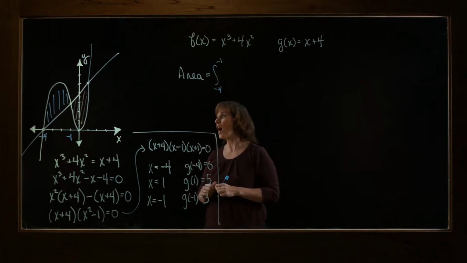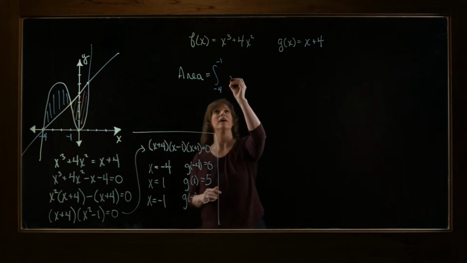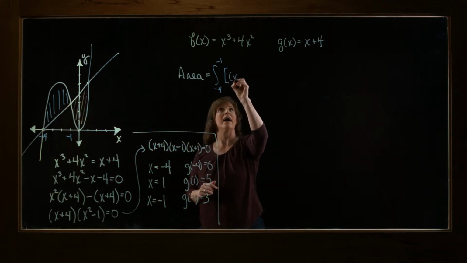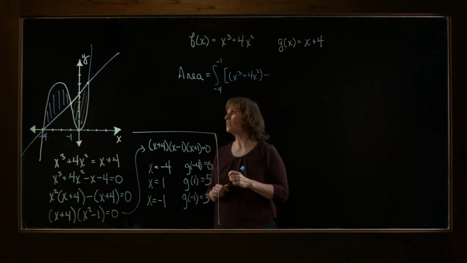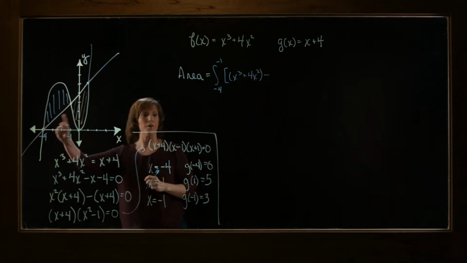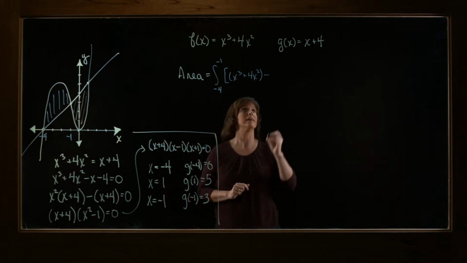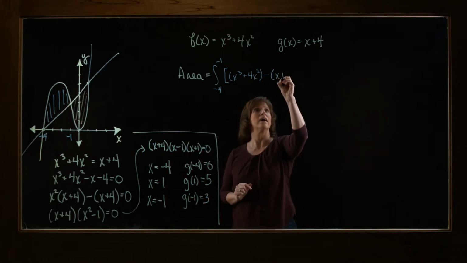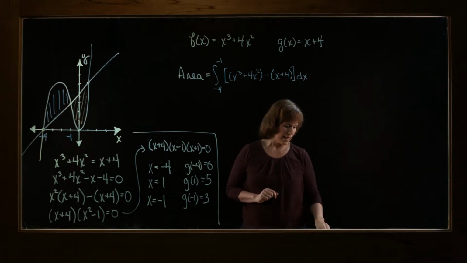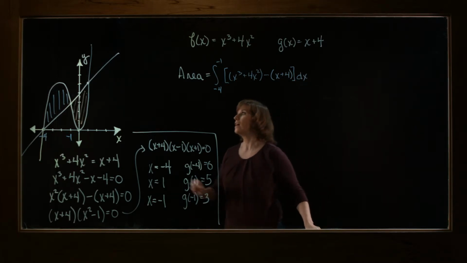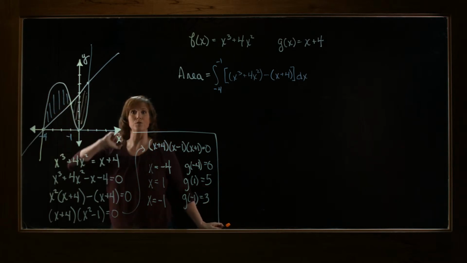And in this case, the top function is my cubic. So I'll have x cubed plus 4x squared. And then I'm going to subtract the bottom function, which happens to be the line. So I'll subtract x plus 4 dx. That will give me the area of that first region.